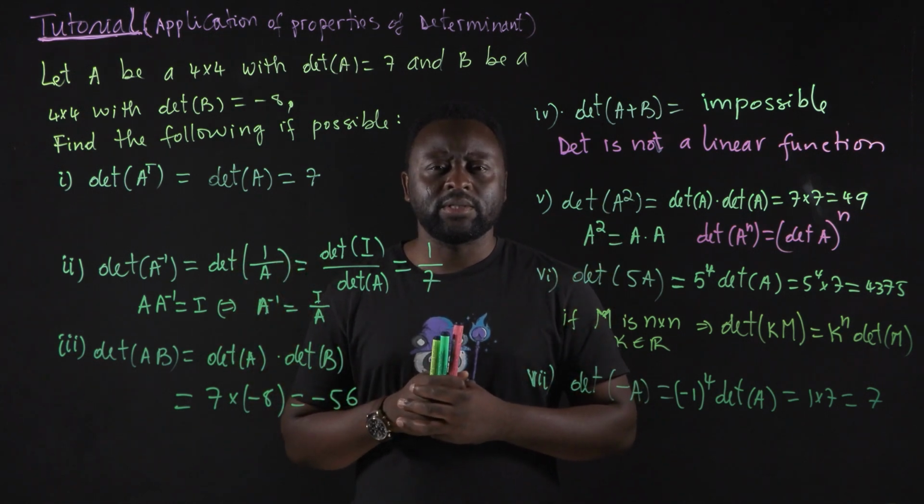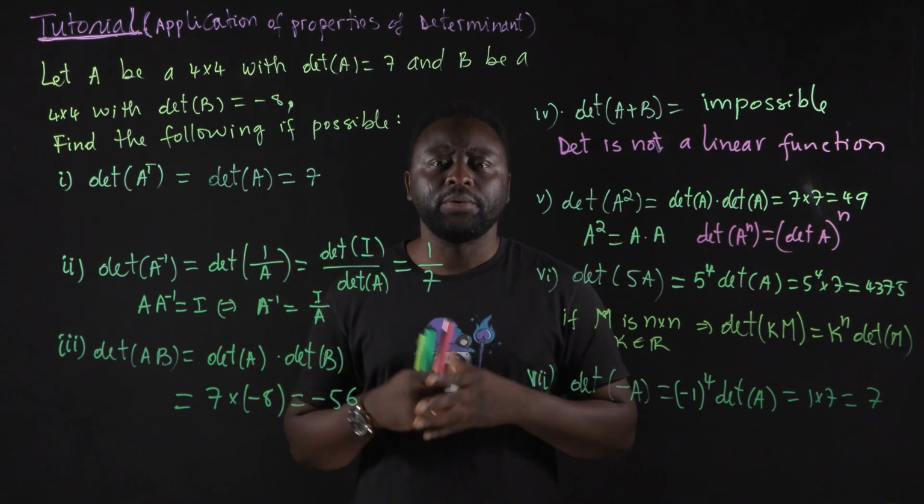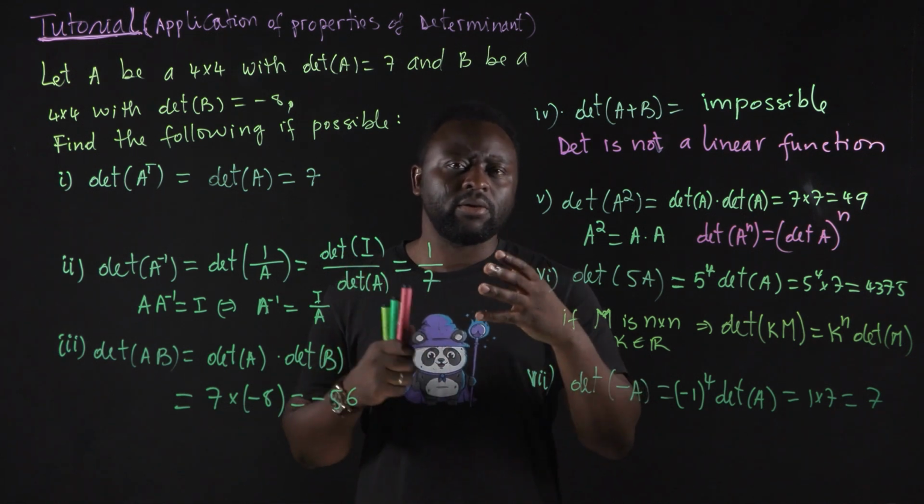Okay, so this is the next question. You apply the Gauss reduction on a 4 by 4 matrix.